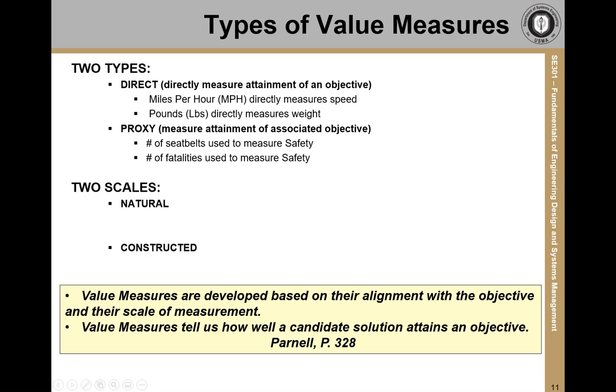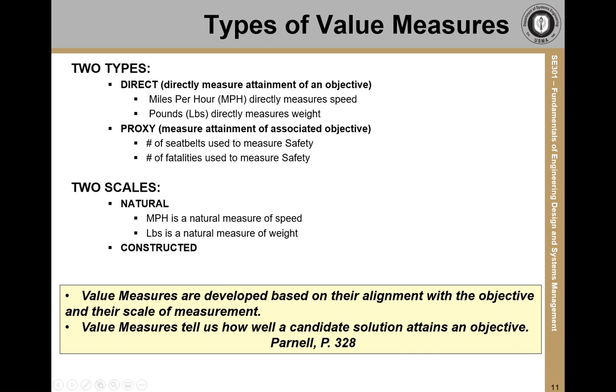All right, and then we have 2 different scales where we can consider our value measures. A natural scale is something that's naturally occurring. It's that simple. So again, our miles per hour is a natural measure of speed. We're not doing any math or any kind of derivatives or integration, differentiation, anything like that, right? We can measure it in nature. It's a natural measure. Same goes for weight and pounds for weight.